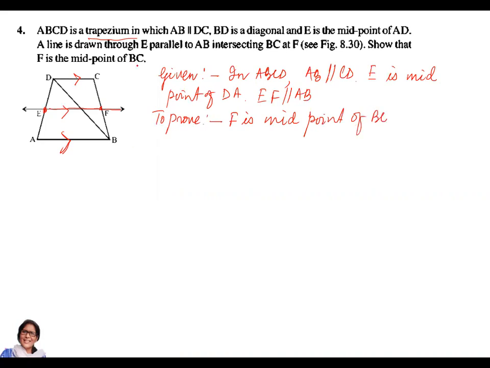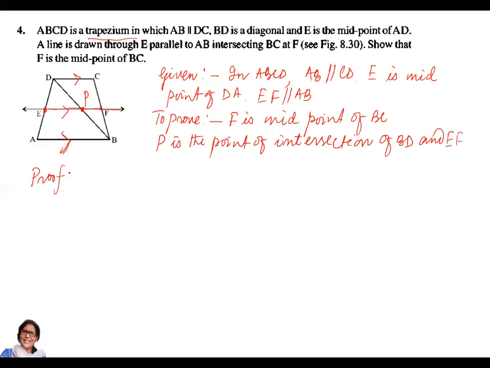Since the drawing is given, we don't need to draw it, we'll only name this point, let this be P. P is the point of intersection of BD and EF. Now I'm coming to the proof.